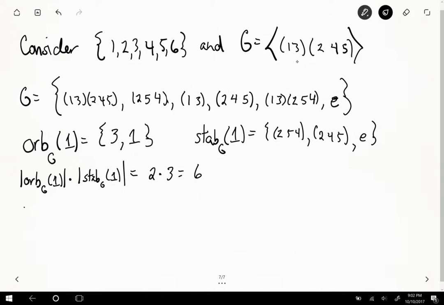Okay, I want you to see a couple more here as to what happens. What happens about the orbits of G of 2? Well, okay, now let's take a look. Where's 2 get shipped to? 2 gets shipped to 4. 2 gets shipped to 5 in this one. 2 gets shipped back to itself. 2 gets shipped to 4, 2 gets shipped to 5, and 2 gets shipped back to itself, or mapped, or whatever you want to call it. So that is our set there.